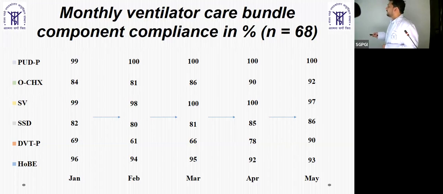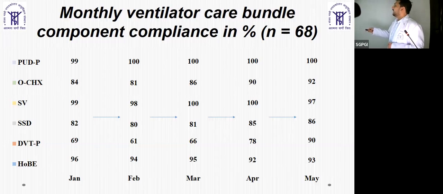So, as you can see, in DVT prophylaxis, in January, it was 69, and a multidisciplinary team consisting of an infection control nurse, the principal investigator of the study, a microbiologist, and a resident of CCM conducted various teaching and hands-on training for the nurses and the attendants of CCM to ensure full compliance to the bundle in the study period, and the results were tabulated. So DVT prophylaxis was 69 in January, and later on, by continuous training, it improved to 90% compliance. This I'm talking about individual components.